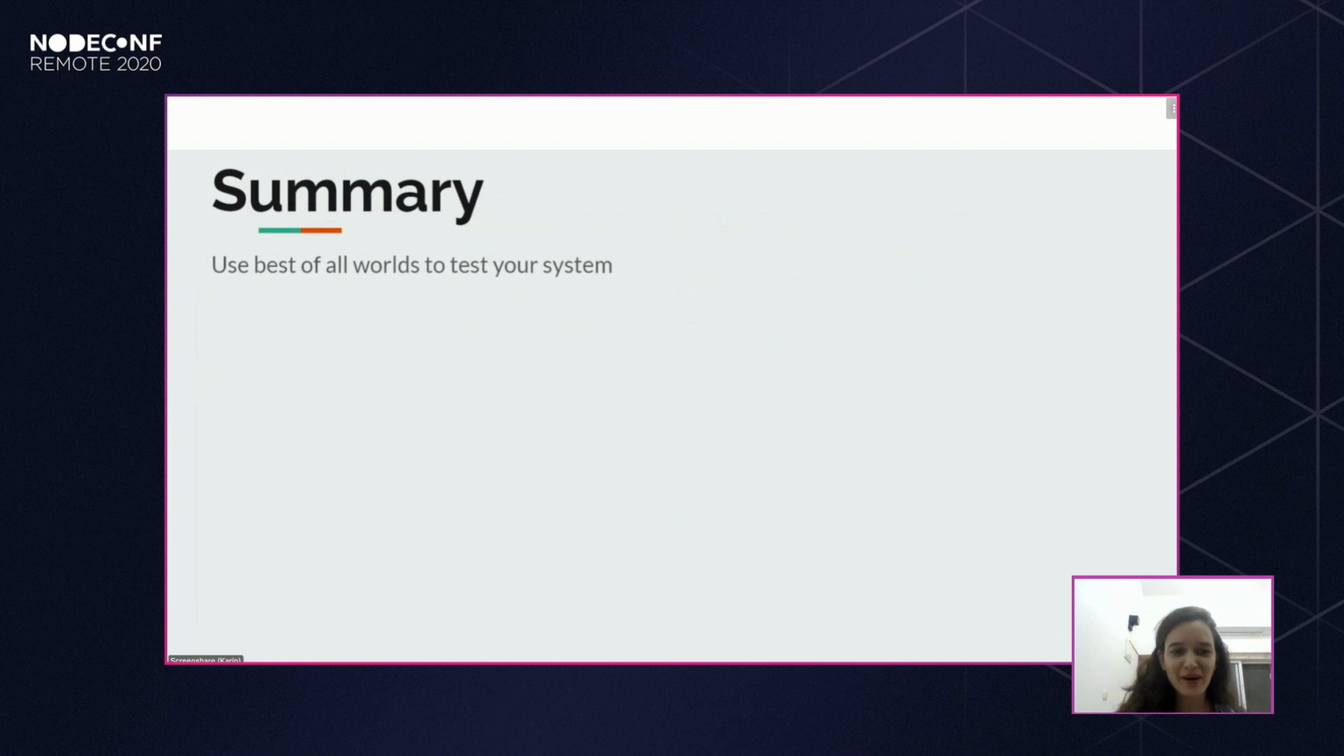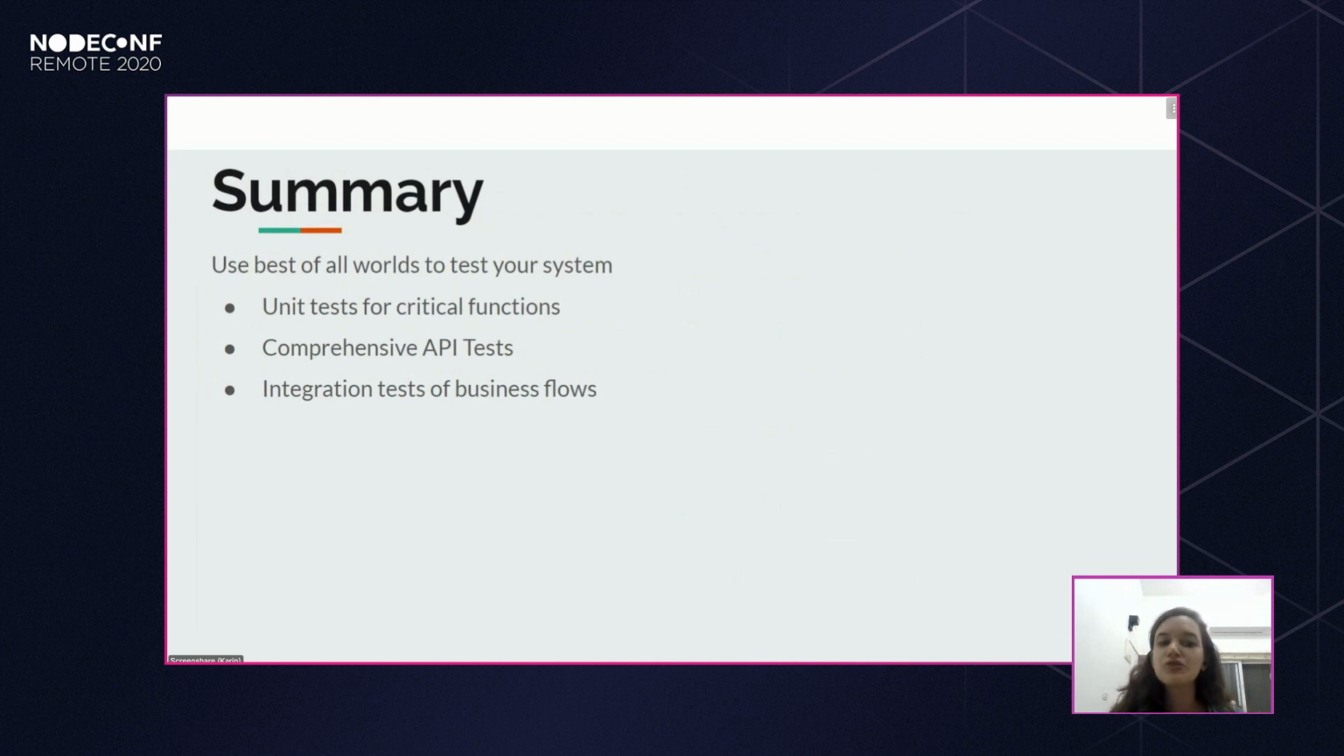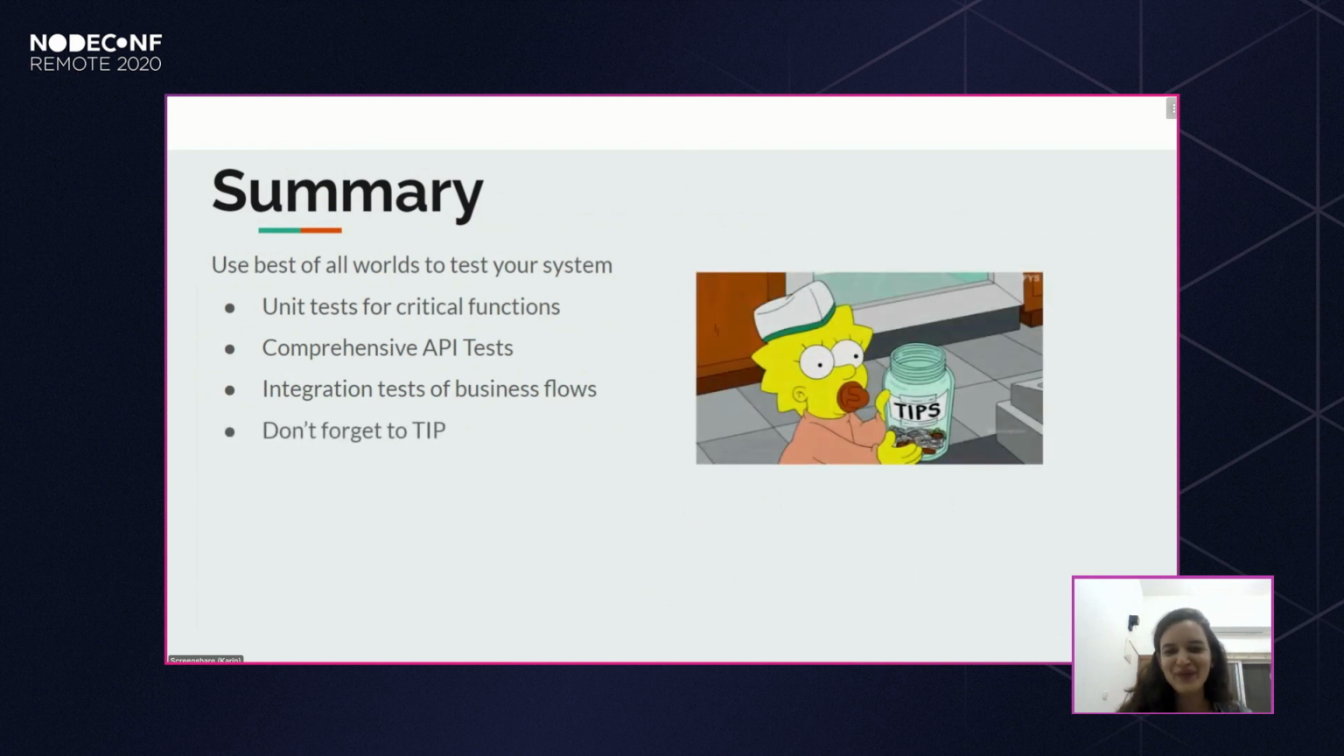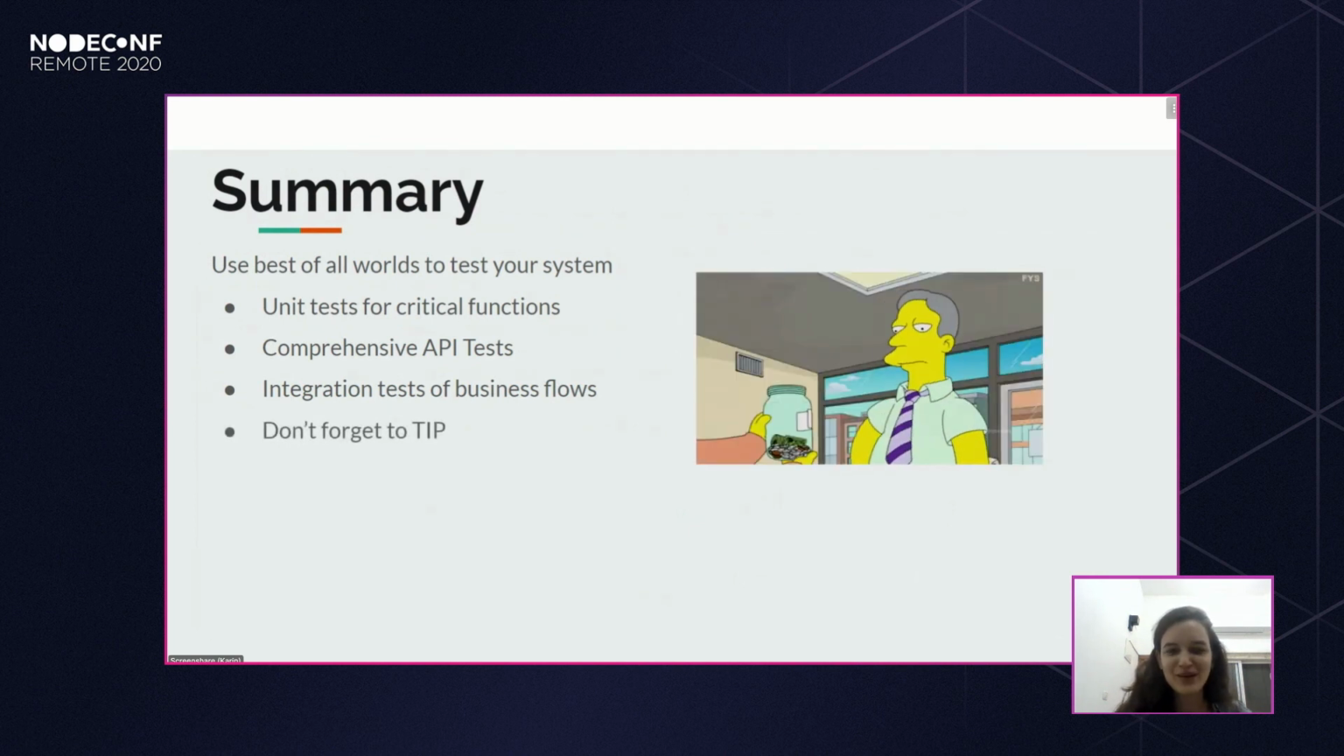So to sum up, we should use the best of all worlds in order to test our system, but we should do it in a smart way. We don't want to add unit tests for everything. We only want to test our critical functions with them. We will comprehensively test our APIs, because our business logic is the important part of the system. And then we will add integration tests of business flows to our microservices, in order to see that the business flows are working correctly. And at the end, after we shipped to production, we will test in production, of course.